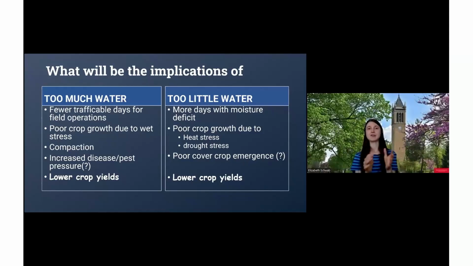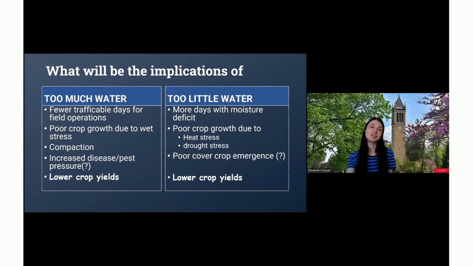So thinking again about the implications of both too much water and too little water, because we've seen that we have both of these issues, right? We're seeing these wet springs. We're beginning to see these drier summers. Drier summers, of course, are a period where we have too little water, and that's a time when we need that water for crop growth. Whereas in the winter and spring, when we have too much water, there's that mismatch in timing of precipitation. And so what are some of the consequences of that? Again, we can use that to talk through that.